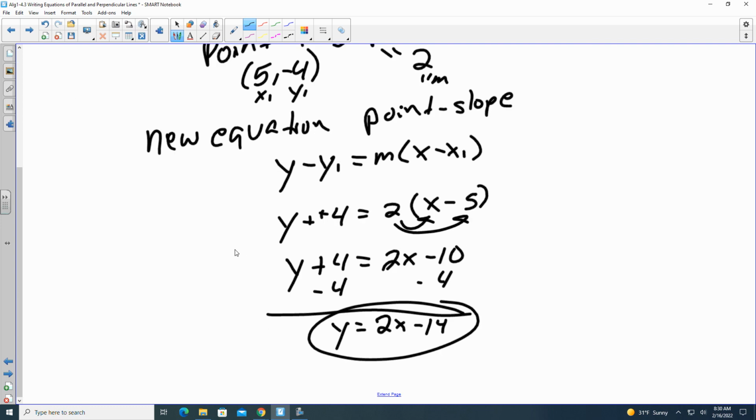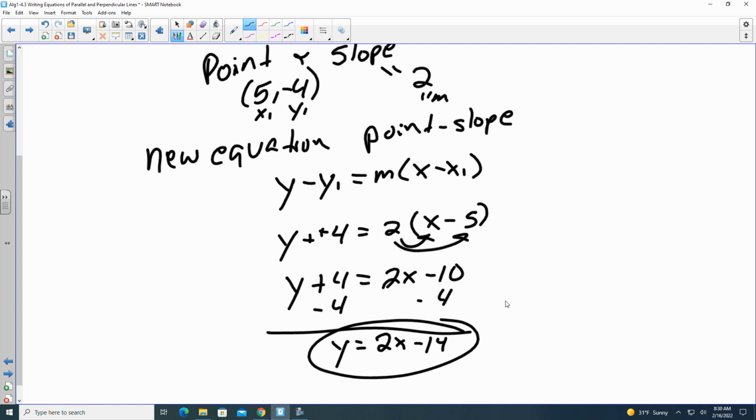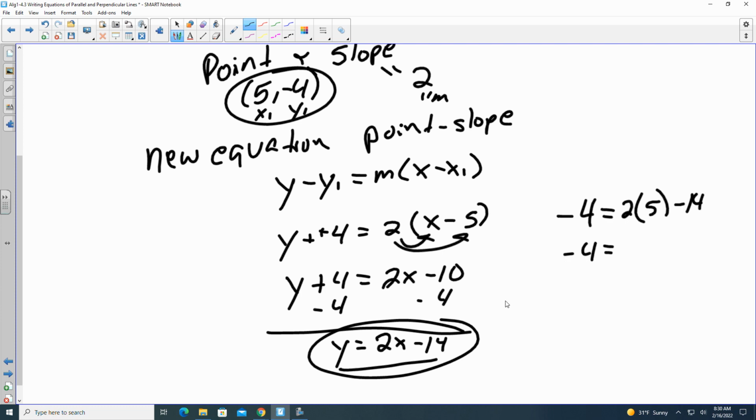If you want to check your answer to make sure that it is correct, what you can then do is put in this point for x and y to see if it works in this equation. So if I put negative 4 in for y and 2 times 5 minus 14, and 2 times 5 is 10, is negative 4 equal to 10 minus 14? The answer is yes. So this particular equation is valid for this particular situation.